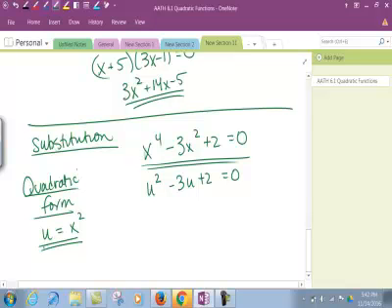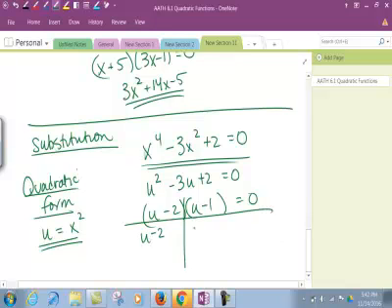Okay, does that make sense? U is x squared, so x to the 4th is u squared, negative 3x squared is negative 3u, and 2 is 2. So this one's super easy to factor. I put a u and a u, a minus 2, minus 1. Okay, so I go ahead and I solve. I get u minus 2 and u minus 1.